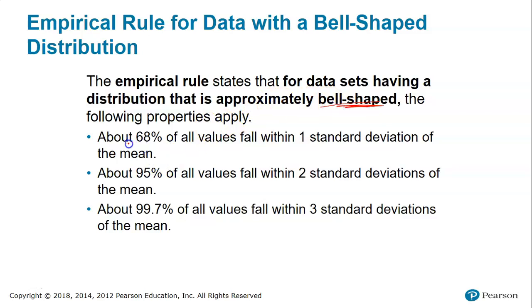What the empirical rule says is that about 68% of all values fall within one standard deviation of the mean. About 95% fall within two standard deviations of the mean, and 99.7% fall within three standard deviations of the mean. Again, these are just guidelines. They're not set in stone, but they are guidelines for a particular distribution.